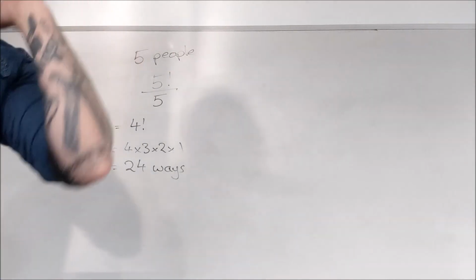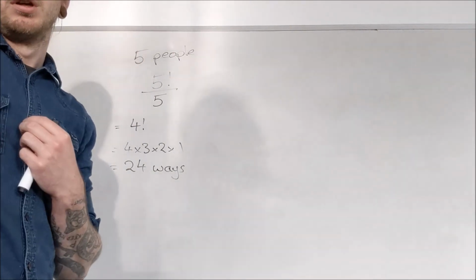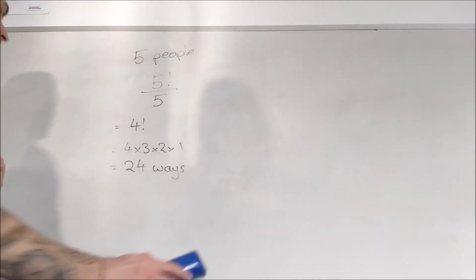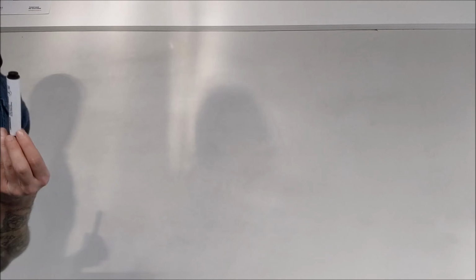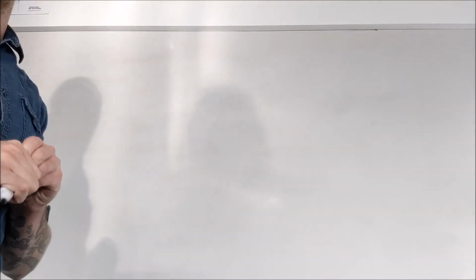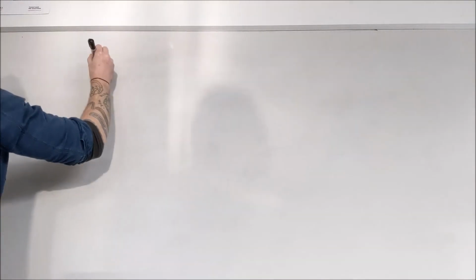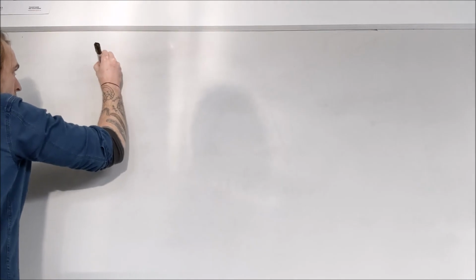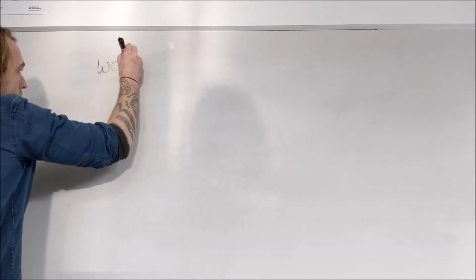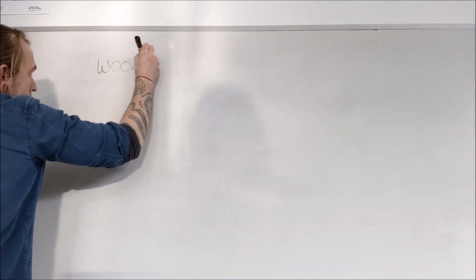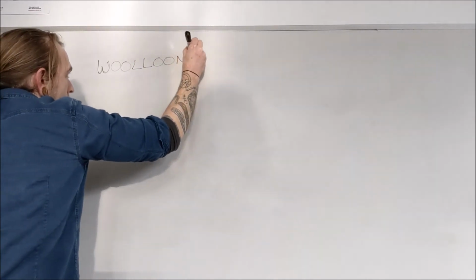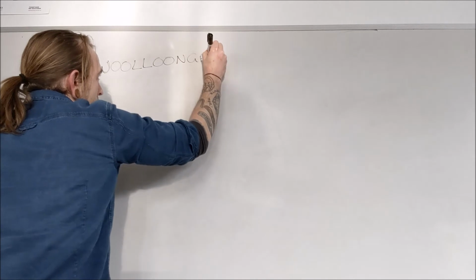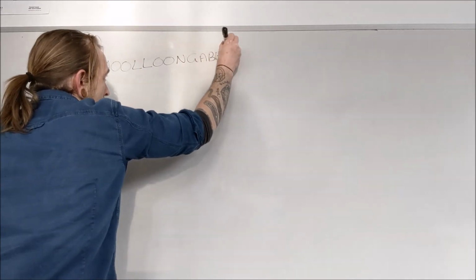Looks like we've got time for one more question, which is a good one, actually. Let's do this one. So we are trying to arrange the words, or how many different ways can we arrange the words WOOLLOOMOOLOO and GABBA? Can you guys spell it for me? WOOLLOOMOOLOO, GABBA. All good? How many letters are there?